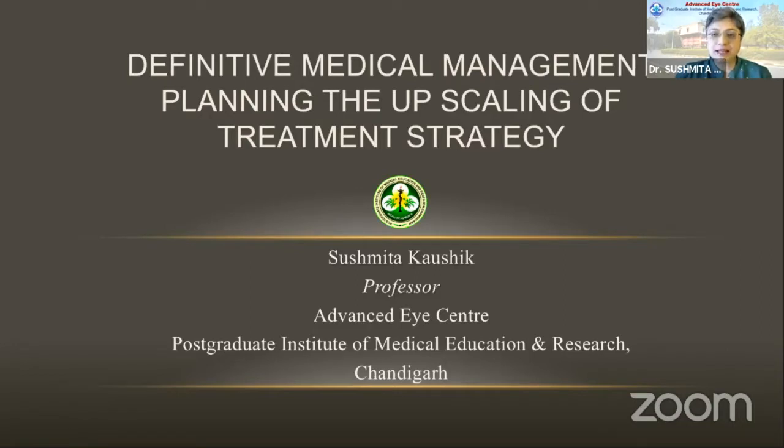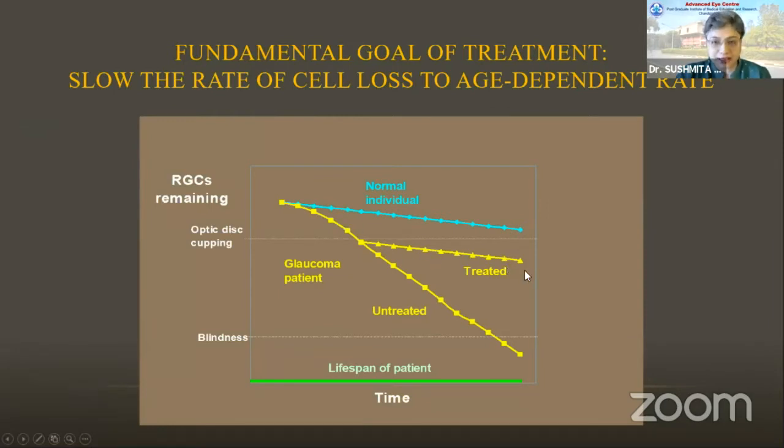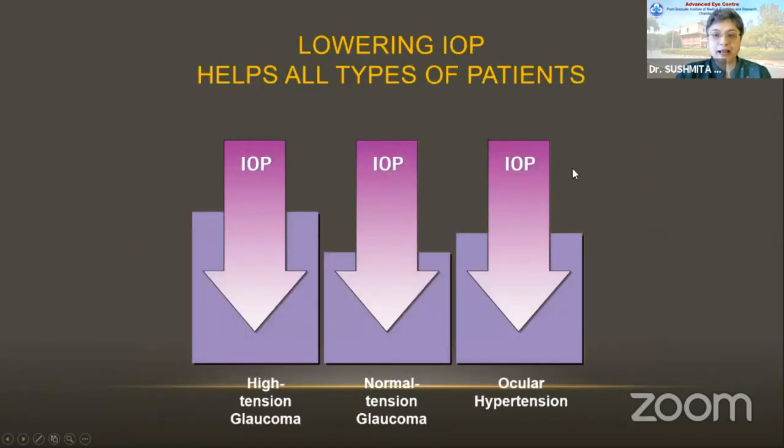So this is just upscaling treatment strategy. I'll try to finish in 6 minutes on the dot. The fundamental goal of treatment is to slow the rate of cell loss to an age-dependent rate. And this is something that we must understand, that as we go down the line and down the life of a glaucoma patient, we've lost a lot of battle. So that's one reason to catch them and treat them early to get it back.